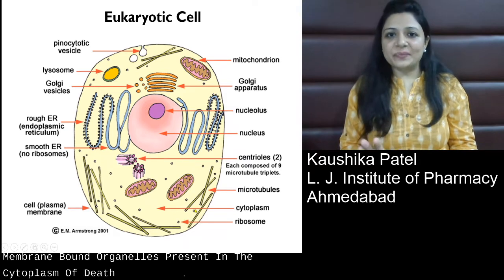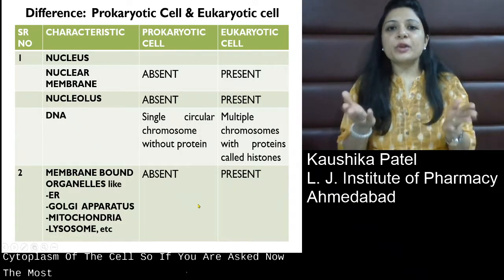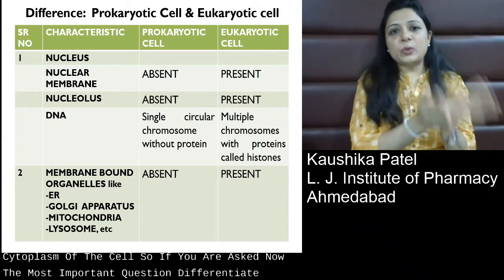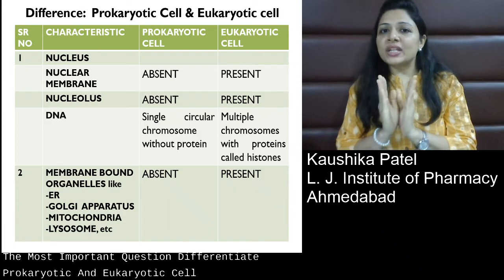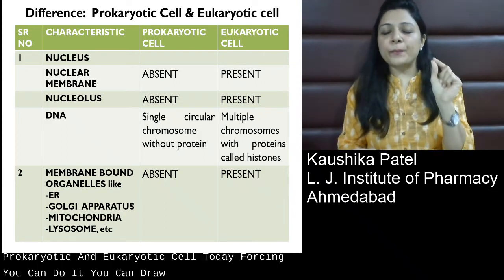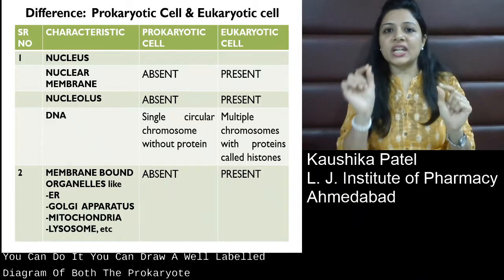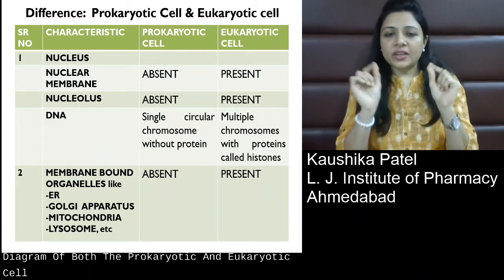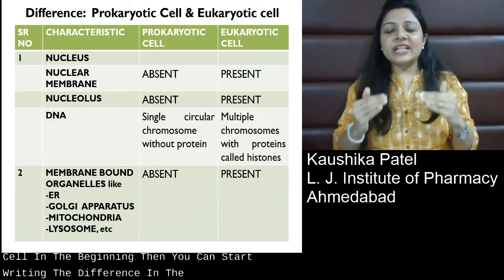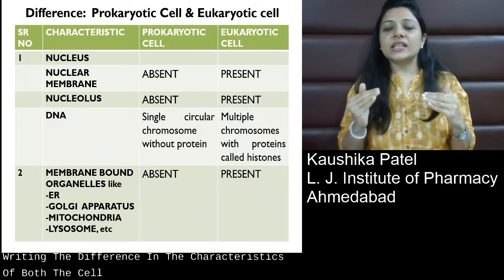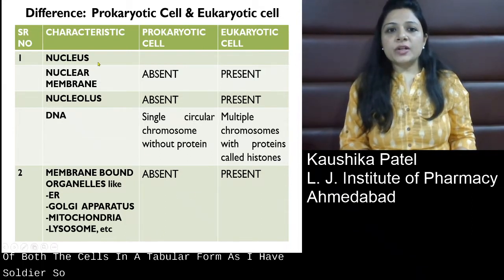So if you are asked now the most important question, differentiate prokaryotic and eukaryotic cell. Okay, so the first thing you can do is draw a well labeled diagram of both the prokaryotic and eukaryotic cell in the beginning. Then you can start writing the difference in the characteristics of both the cells in a tabular form as I have shown here. So first, nucleus.